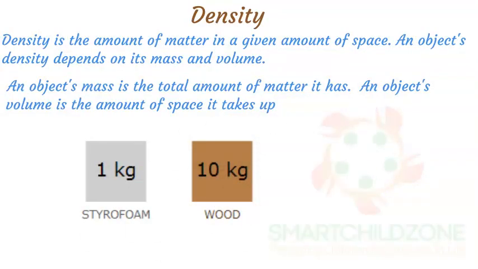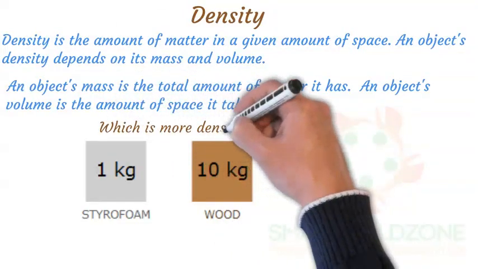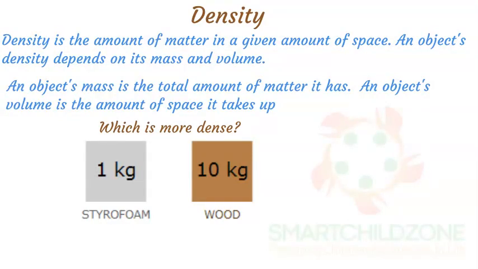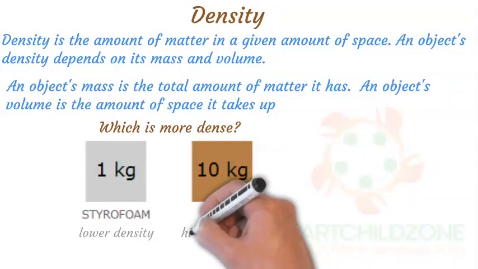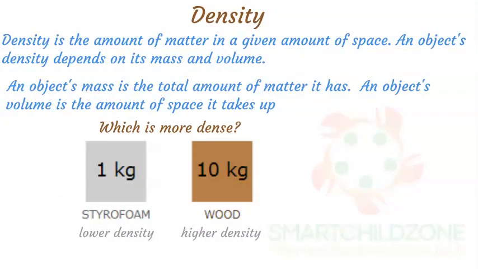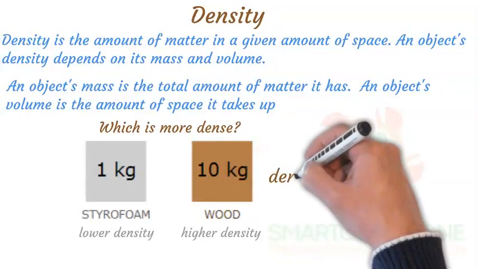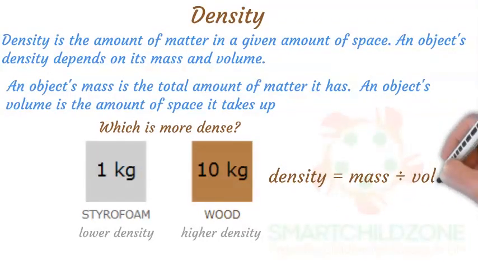Imagine a block of styrofoam and a block of wood with the same volume. Each block takes up the same amount of space, but the block of wood has more mass. Which is more dense? The block of wood has more mass in the same amount of space, so it has a higher density than the styrofoam block. Density is given as mass divided by volume.